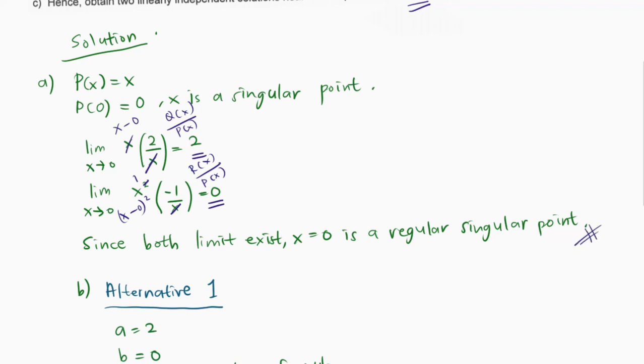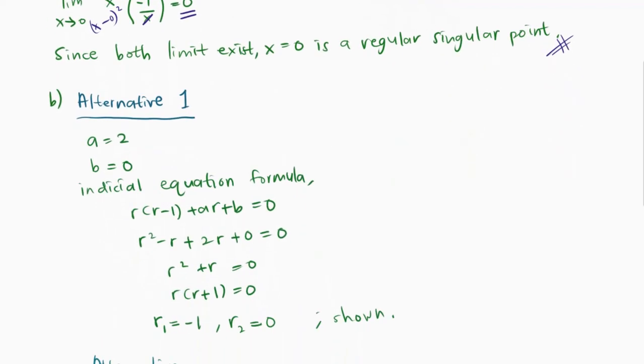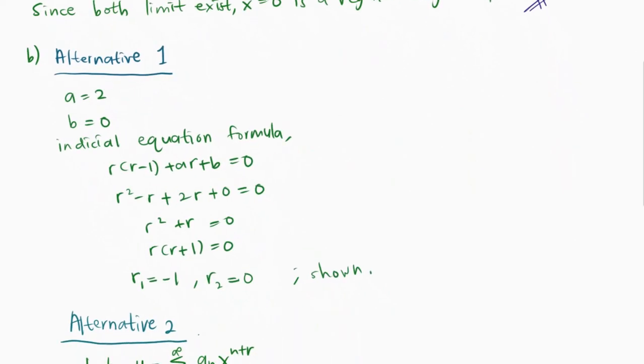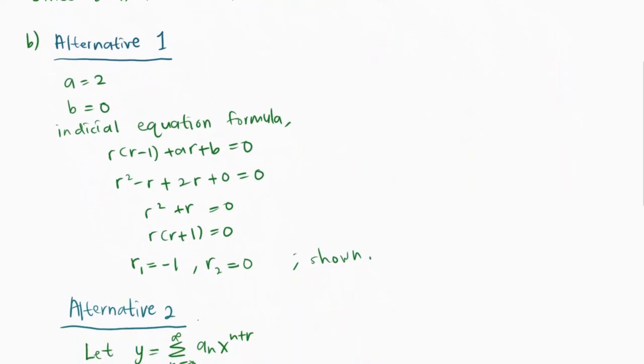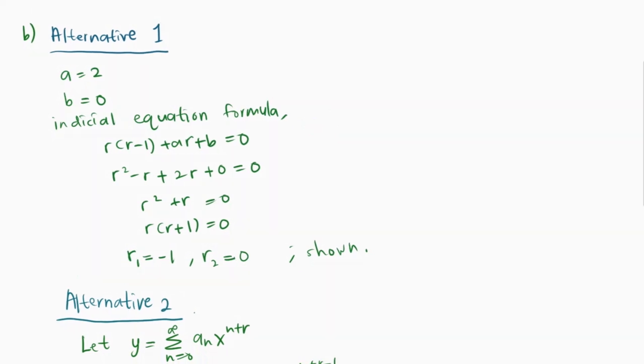Next, for B, we need to prove the initial roots. So, we have two ways to prove it. The first alternative would be, from the above solution in A, we have the value of A equal to 2 and B equal to 0. That means the first answer for the limit would be the value of A, and the second test would be the value of B.